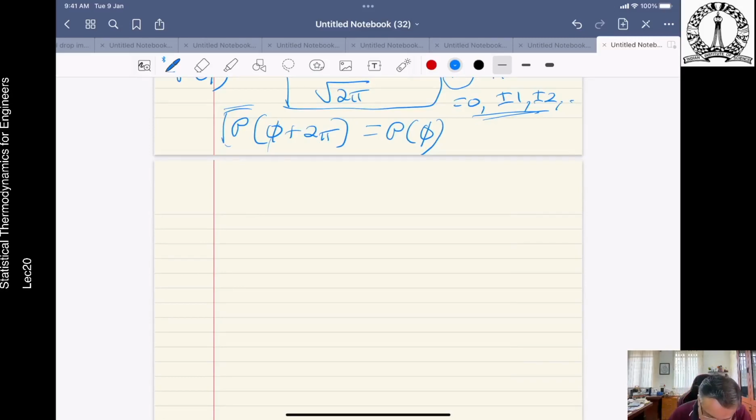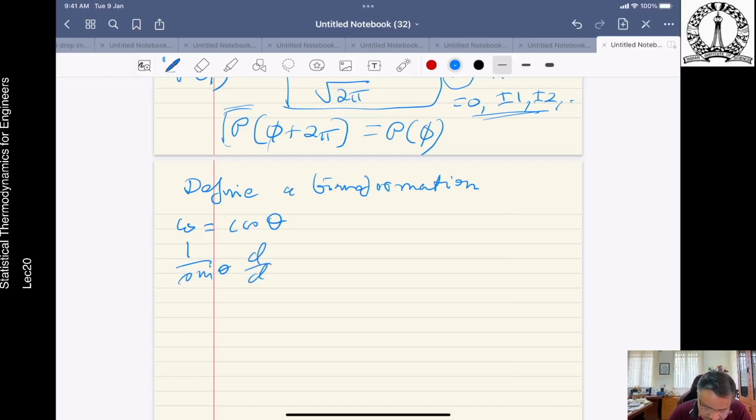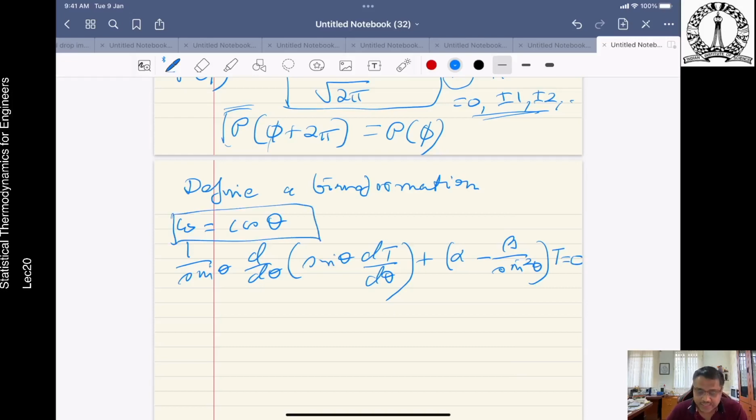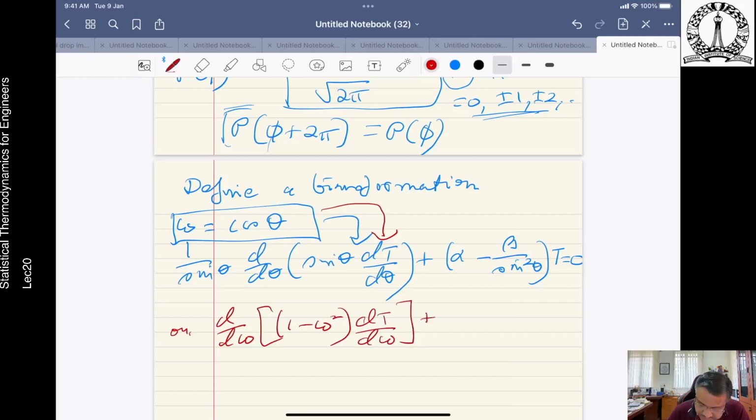So this gives you the first expression. Okay, so now define a transformation. Okay, what is the transformation? Say define omega equal to cos theta. So therefore, 1 over sine theta d by d theta sine theta dT by d theta plus alpha minus beta over sine squared theta T was equal to 0. This we remember, this is for the theta. Now if we replace omega equal to cos theta in this particular expression, so what do you get? d by d omega (1 minus omega square) dT by d omega plus (alpha minus m squared over 1 minus omega squared) T is equal to 0.